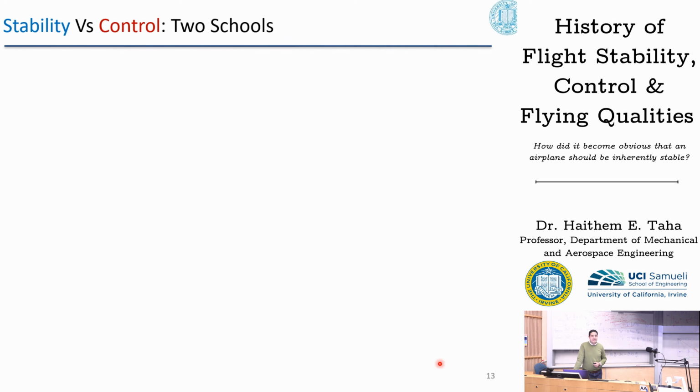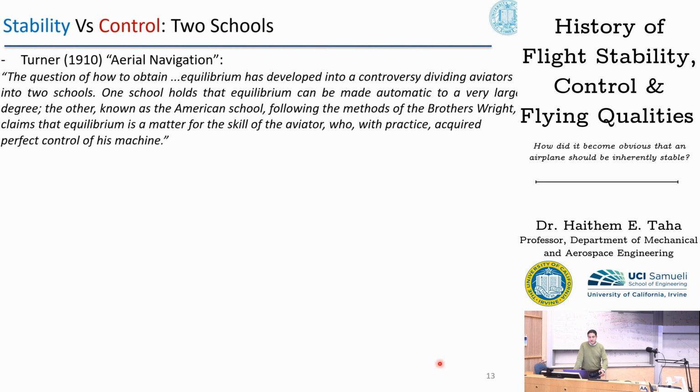So you can imagine that this actually triggered 2 schools in the community. Here is Turner in his book, Aerial Navigation. He wrote: the question of how to obtain equilibrium has developed into controversy, dividing aviators into 2 schools. One school holds that equilibrium can be made automatic to a very large degree. The other, known as the American school, following the methods of the brothers Wright, claims that equilibrium is a matter for the skill of the aviator who, with practice, acquires perfect control of his machine.